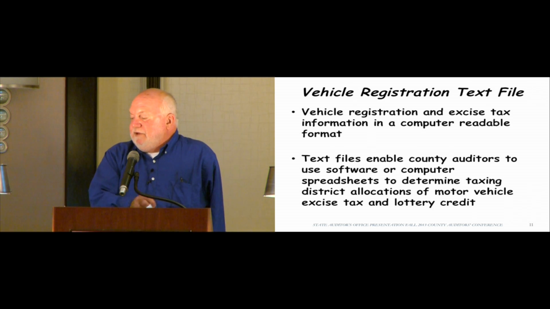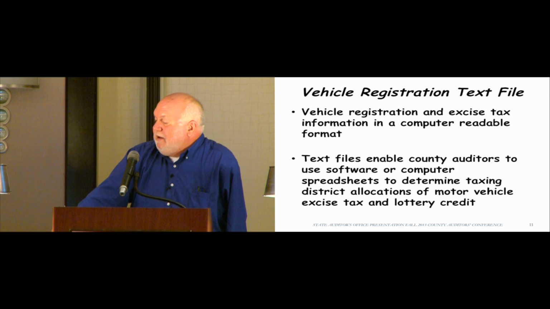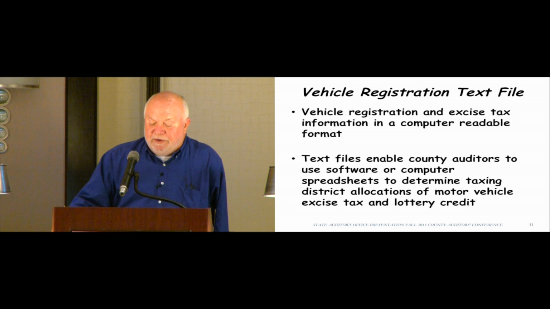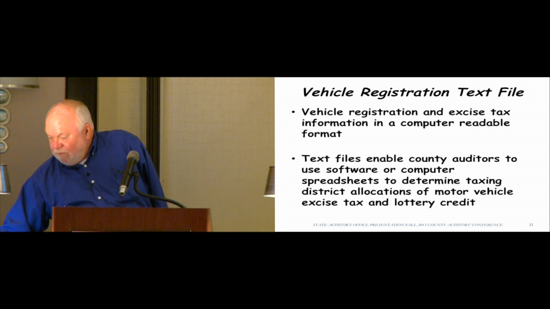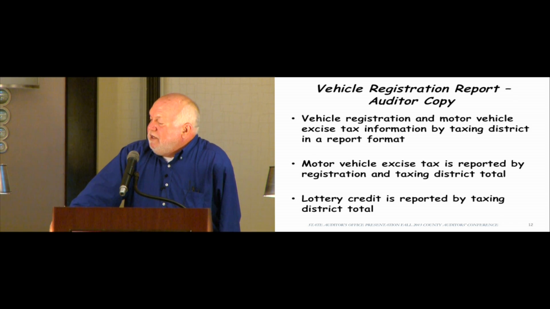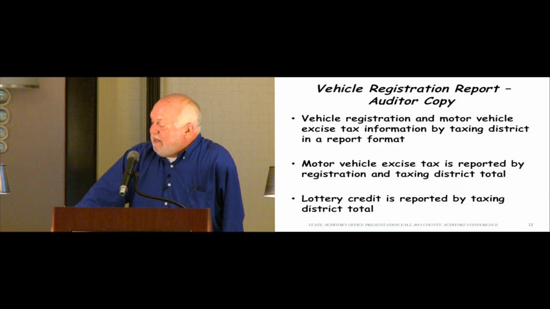The text file on the vehicle registration information is a computer readable format, and this text file is what enables your software to determine the taxing district allocations of the motor vehicle excise tax and lottery credit. The vehicle registration and motor vehicle excise tax information in the report format, the auditor's copy, is in a report format that you can visually see and determine the taxing district totals, and it also has the lottery credit reported by taxing district total.